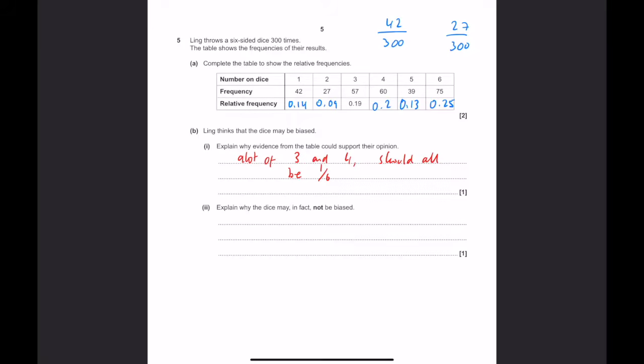So 300 times isn't really a massive number of rolls in this case. So you would need a larger sample size. That is normally a very general answer as to why something might not be valid as a conclusion.